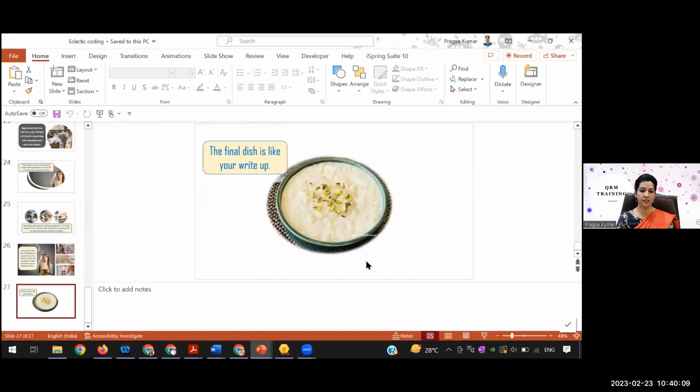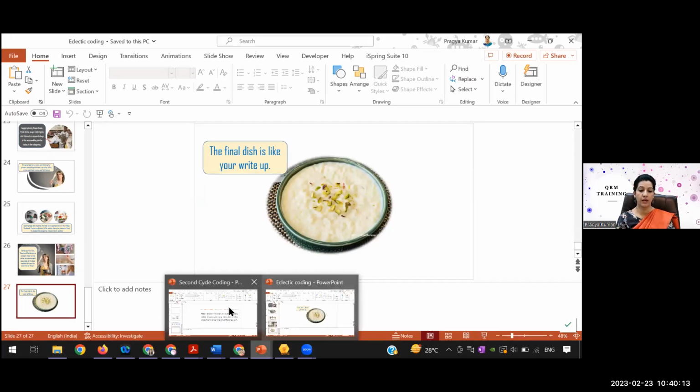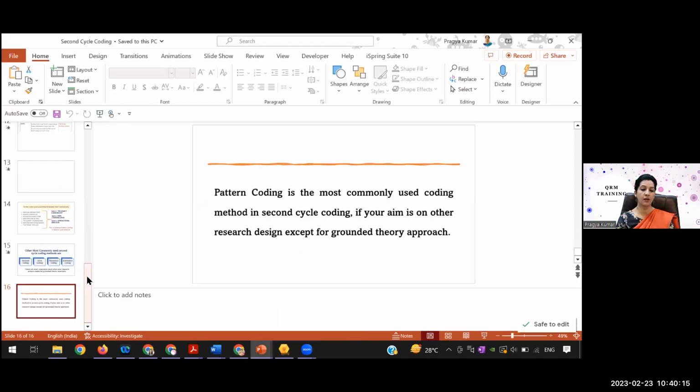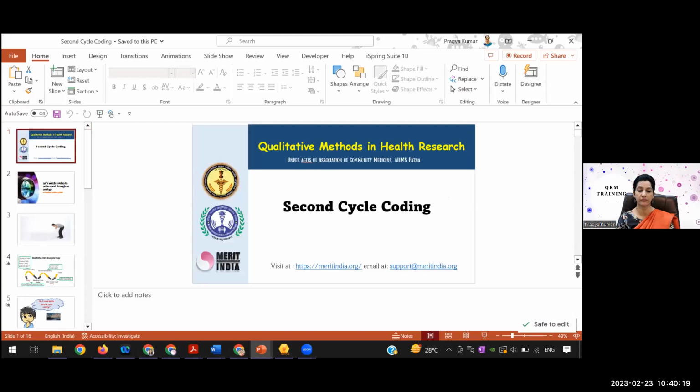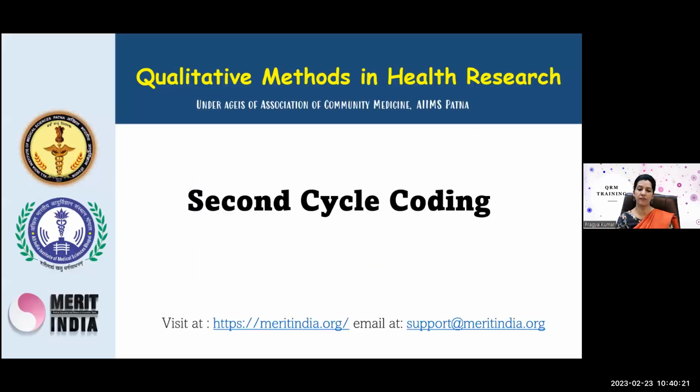So we discussed till this point that was the eclectic process. So am I making myself clear? Because now I will come to the second cycle coding method. Are you guys clear? We were just revising. Surya said yes. Any other yes? Garima has also said yes. Akanksha, yes. Okay, so three yeses. Haripriya is also yes.